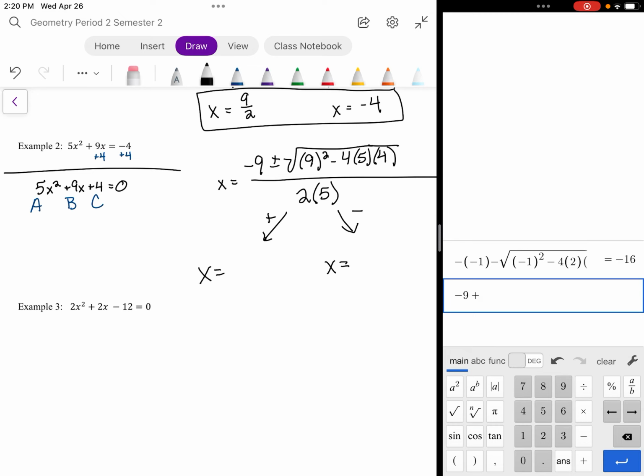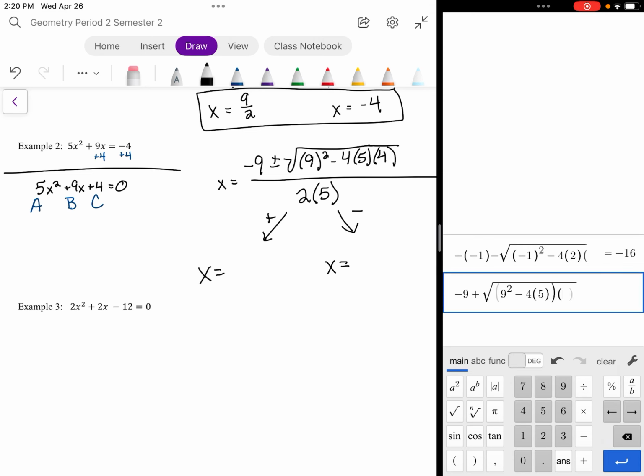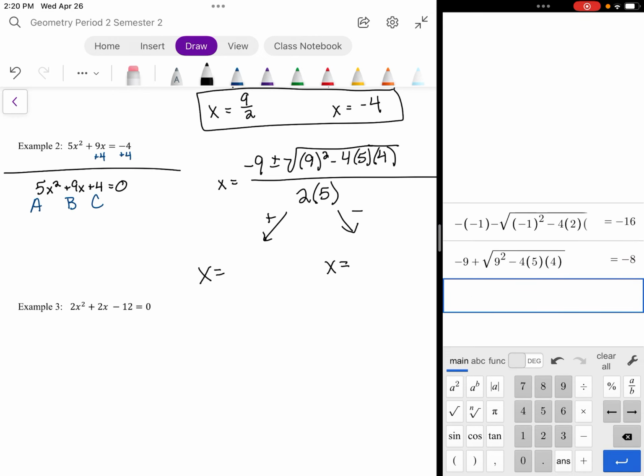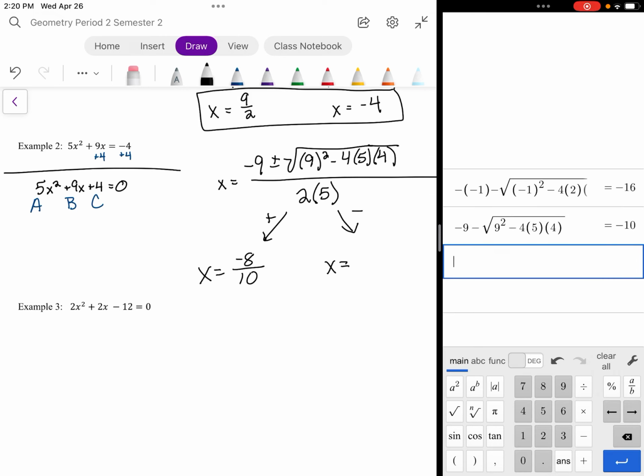So I'm going to type in the top part where we're adding the square root first. And ooh, too many parentheses, sorry. Parentheses times 4. So when we do that, we're going to end up with -8 over 10. And then we're going to change it so we are subtracting the square root instead of adding. And that's going to give us -10 over 10. When we simplify, we're going to get -4/5 and then -1 for our 2 answers.